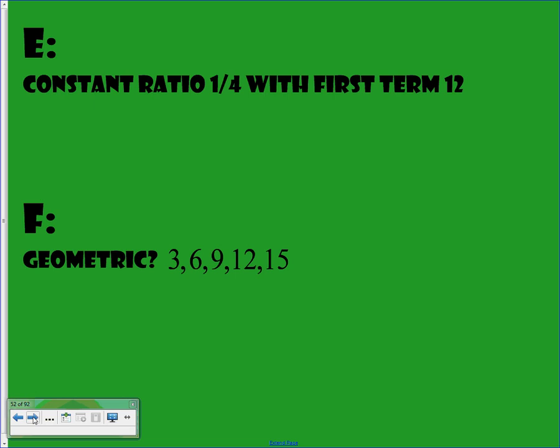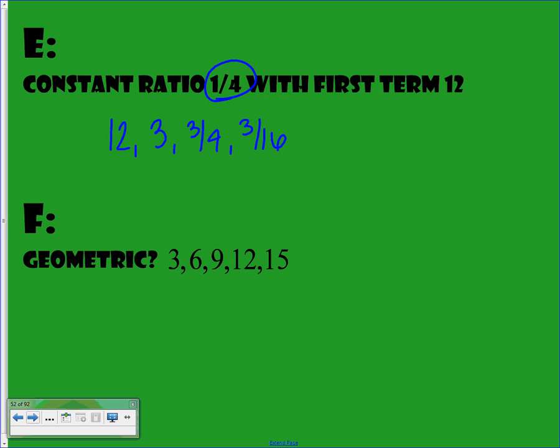Example E says, find the first four terms in the geometric sequence that has a constant ratio of 1/4 with a first term of 12. Okay, well then I know my first term is 12, and if I have a constant ratio of 1/4, that just means multiply it by 1/4. So 12 times 1/4 is 3, 3 times 1/4 is 3/4, 3/4 times 1/4 is 3/16. Okay, so pretty easy again, first term and then multiplying it out.